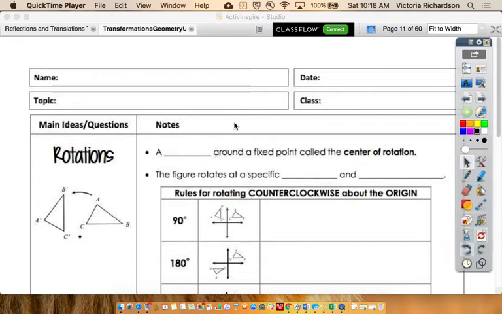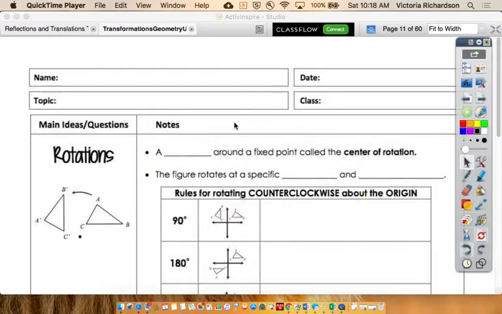This week we are going to finish our discussion of transformations by adding the last two types of transformations. Last week we discussed translations, which is when you move a figure either up or down or left or right.